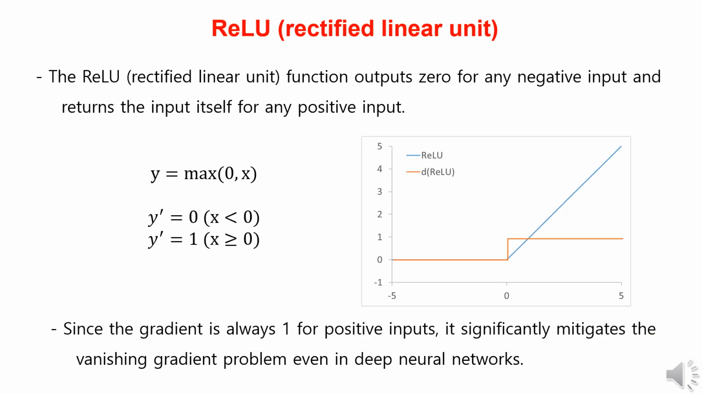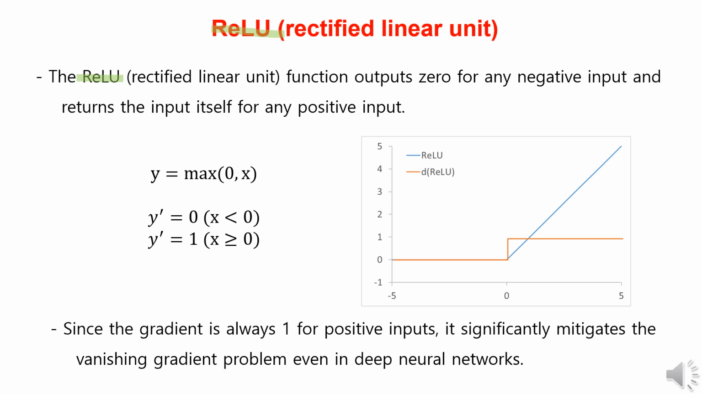Now let's talk about the ReLU function. In traditional functions like sigmoid and Tanh, as the network layers deepen, the gradient can diminish, resulting in very minimal weight updates. This is known as the gradient vanishing problem. ReLU was developed to alleviate this issue and is defined as follows.